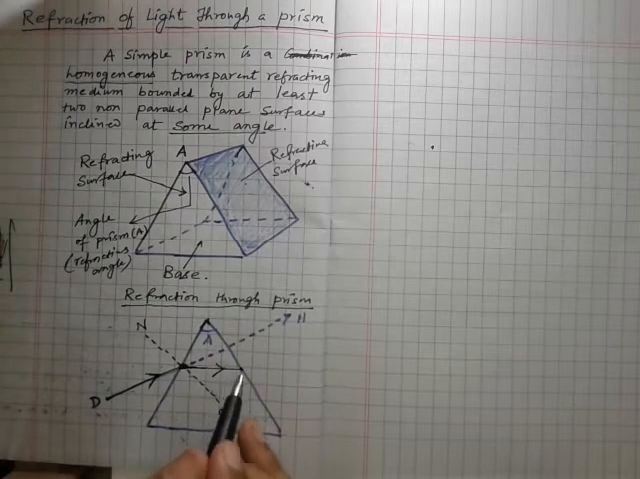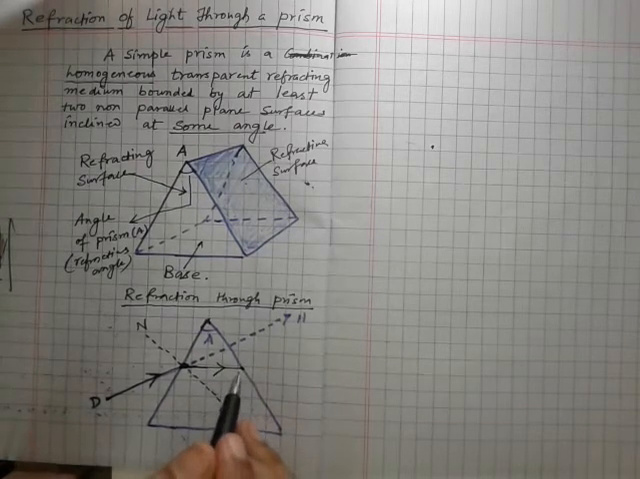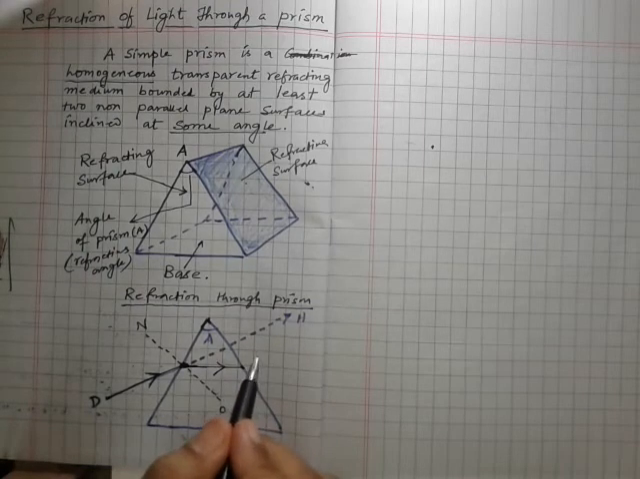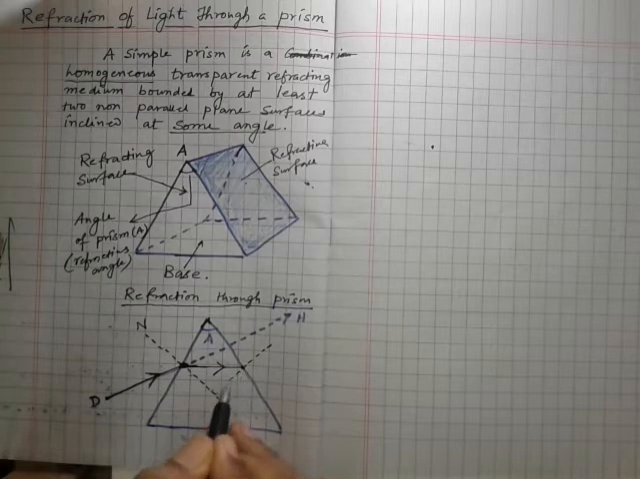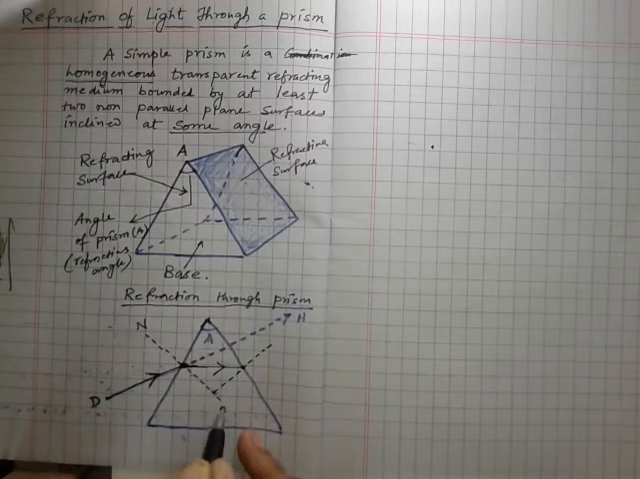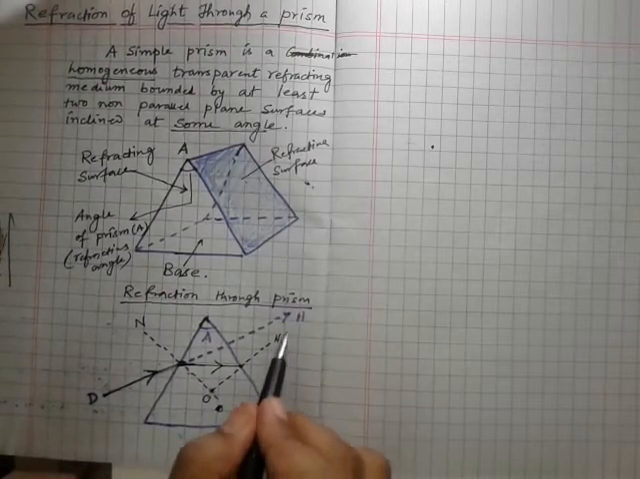Then again the light will come to the other surface. In this surface also the refraction will take place. So again we will draw a perpendicular here, another perpendicular like this way. So these two perpendiculars will join. I will give the name, this is O. So now this is N dash.